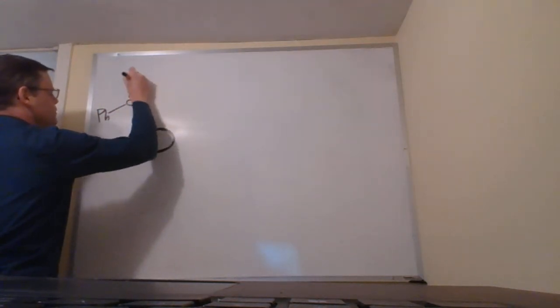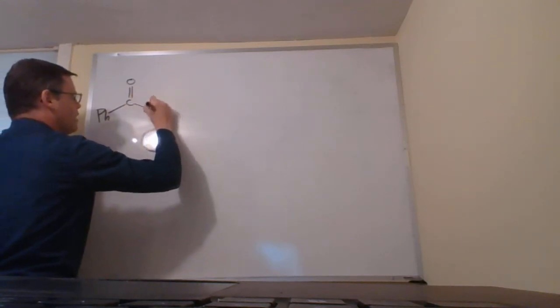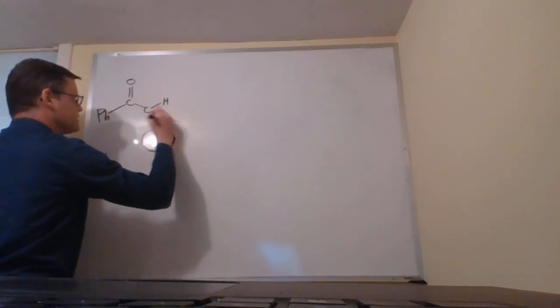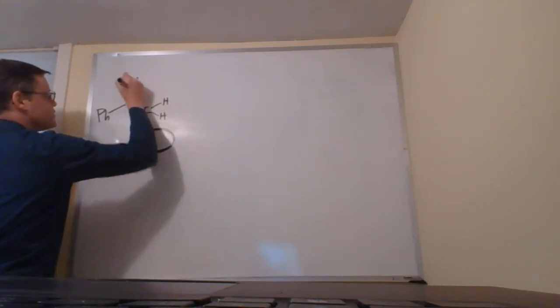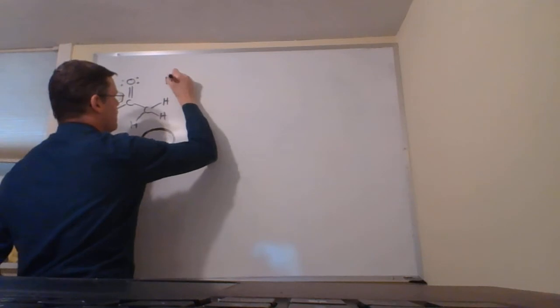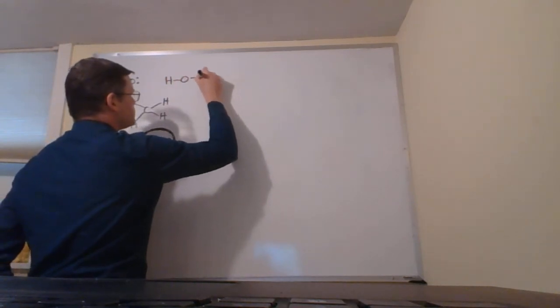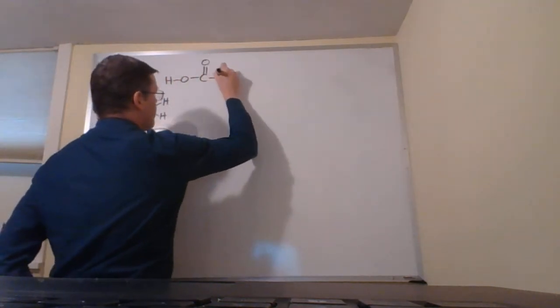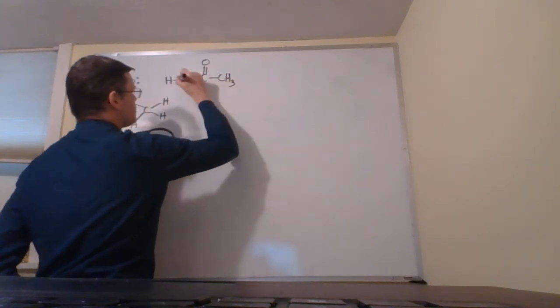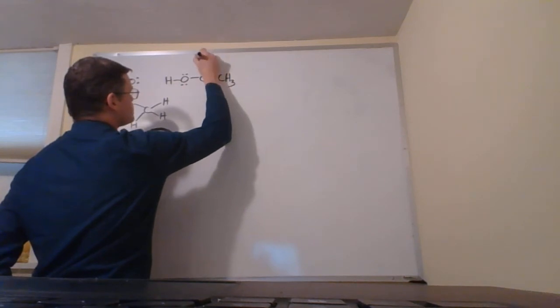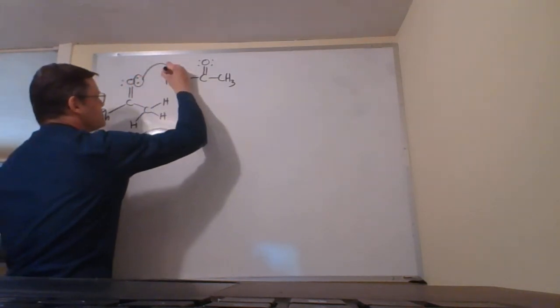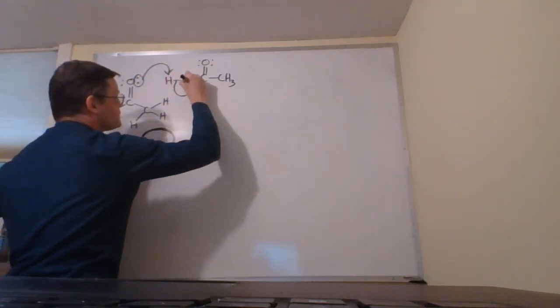So this is occurring under acid-catalyzed conditions. And so what we're going to start with here is a proton transfer. So this is my acetic acid, CH3CO2H or CH3COOH. Okay, this is the structure of it. And what's going to happen first is we're going to do a proton transfer.